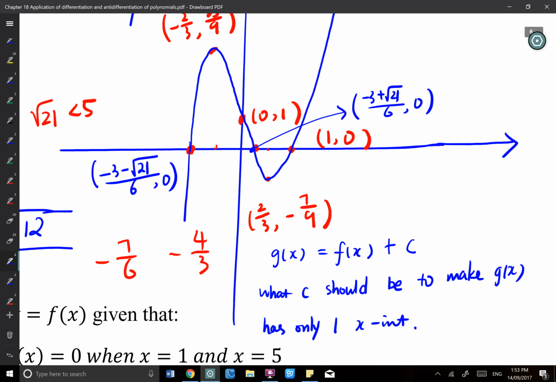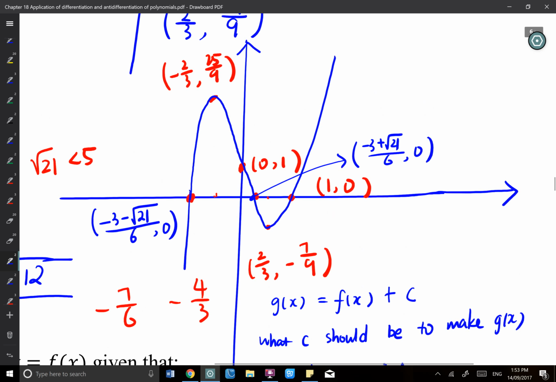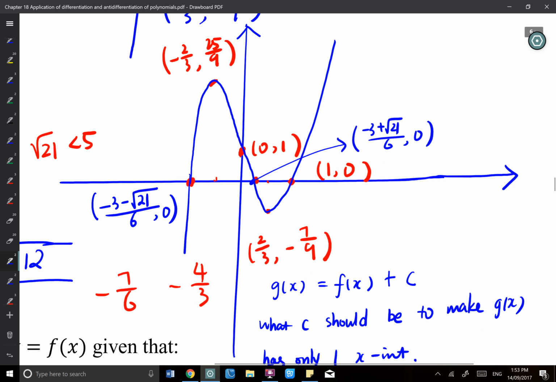So have a think. Basically, I have this f(x) graph. I'm moving it up or down. I have 3 x-intercepts for f(x). So how much do I need to move up or move down so that I will have only 1? Is it anything more than 7? Is it anything more than 7 or 9?